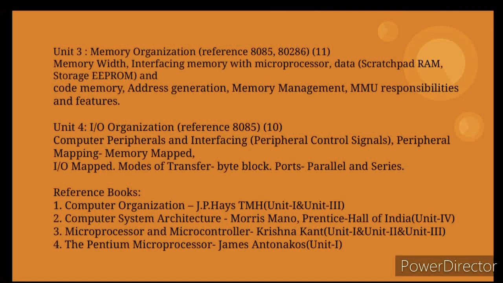The last unit, Unit 4, is input and output organization, with reference to the 8085 microprocessor. In this unit we discuss computer peripherals and interfacing, peripheral control signals, peripheral mapping such as memory mapped and IO mapped, and the last point, the modes of transfer, byte and block. We can also study ports, parallel port as well as serial port.